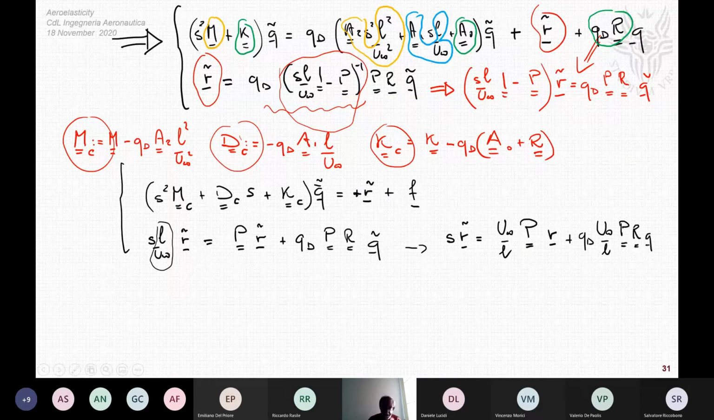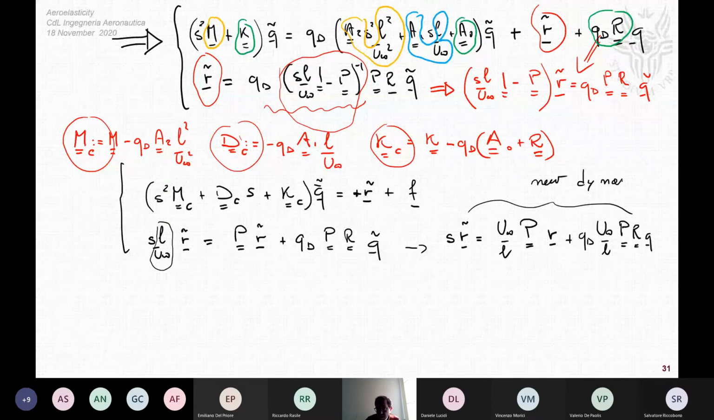And ladies and gentlemen, this dynamical system is composed by the dynamic of our structural variable Q, but we have also this new dynamic. This is the new dynamic given by the aerodynamics. And what about the state matrix of this new dynamic? The state matrix is exactly P matrix.